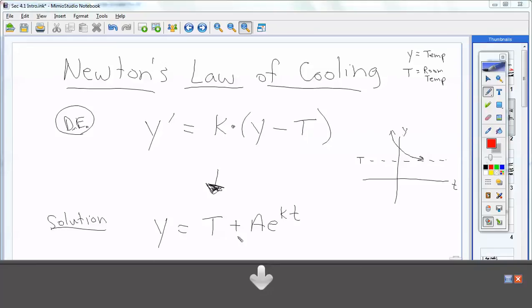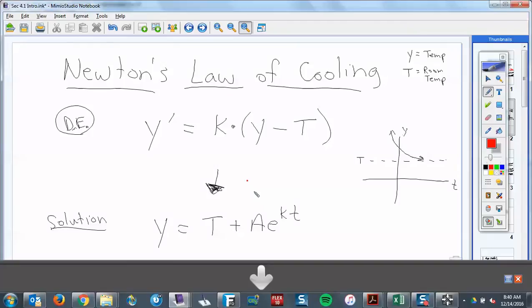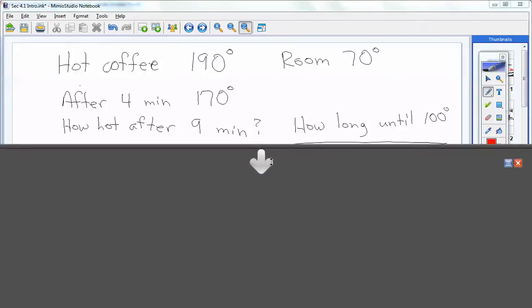All right, here's our solution right here. The A is some unknown constant. The K would probably be given to you in the problem, but you can find it. Or maybe the K or the A is not given to you, but you're given two initial conditions, and we can find the A and the K, and that's what we want to work through right now. Okay, so here's the problem we're going to do.